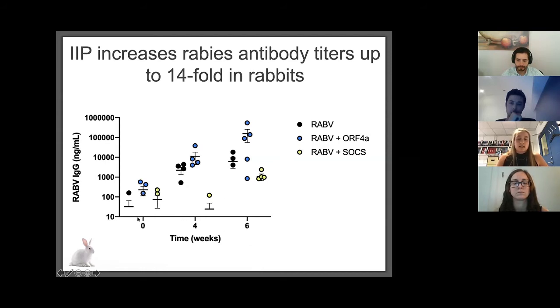So what you can see here is really no background at the original time point. After 4 weeks, it was a little bit higher when we included the ORF4A protein in the construct. And then after the boost at 6 weeks, so that's 2 weeks after the boost, we saw almost an order of magnitude higher with the ORF4. So we see a really good immune response by incorporating these proteins.